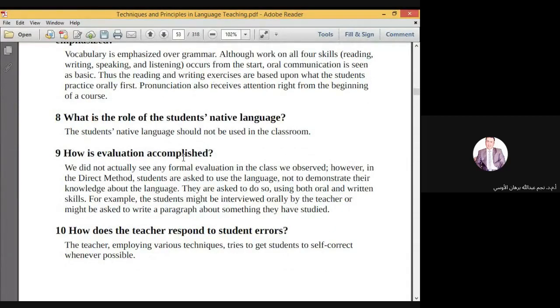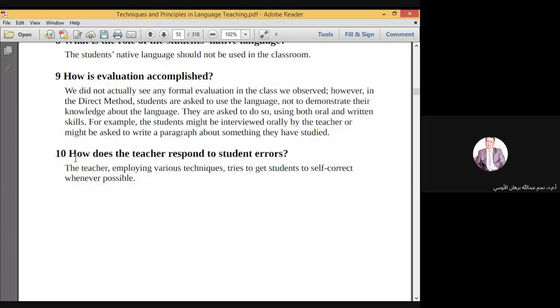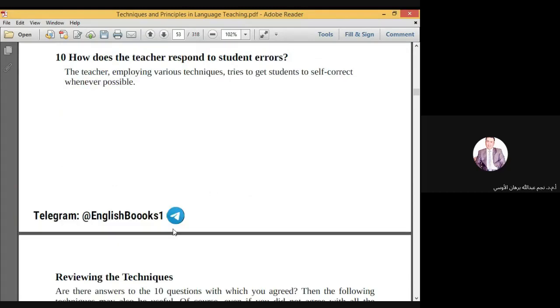How is evaluation accomplished? We didn't actually see any formal evaluation in the class we observed. However, in the direct method, students are asked to use the language, not to demonstrate their knowledge about the language. The last, how does the teacher respond to the students' errors? The teacher, employing various techniques, tries to get students to self-correct whenever possible.